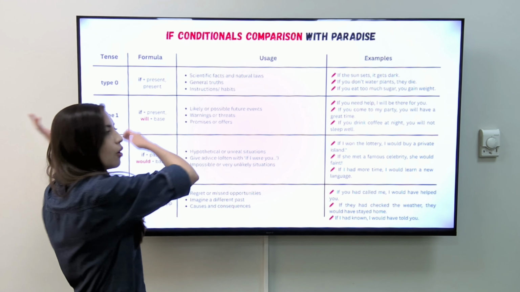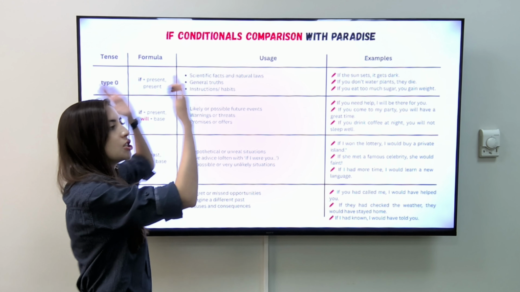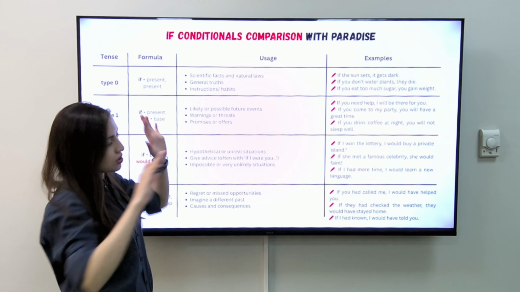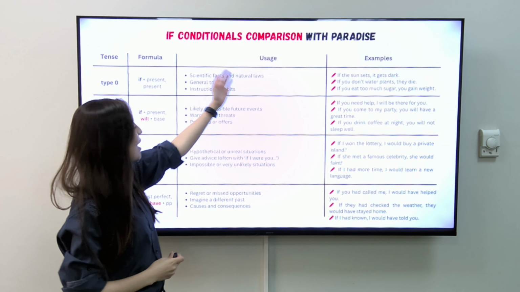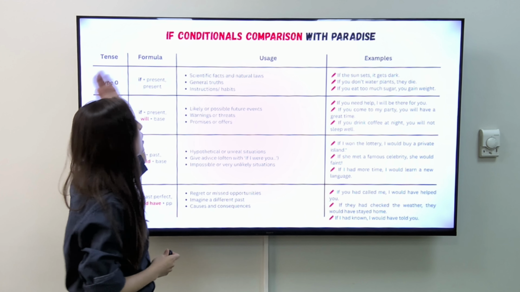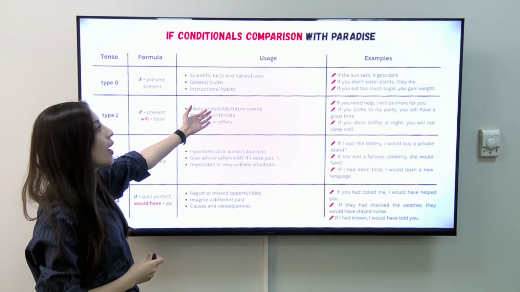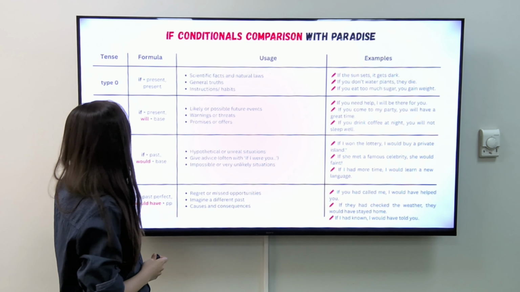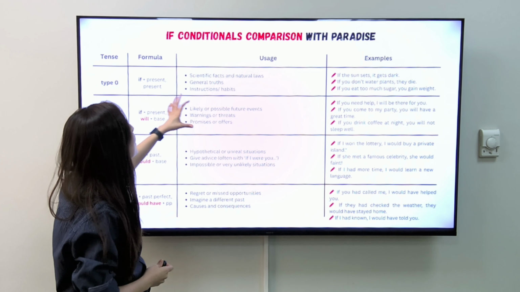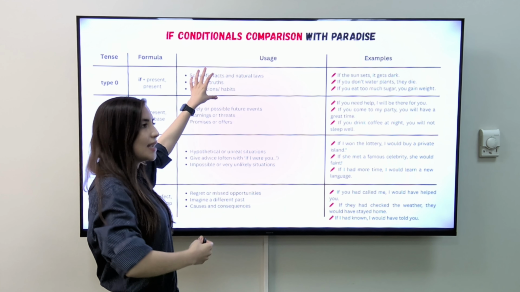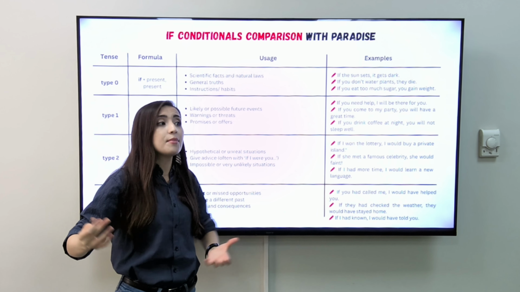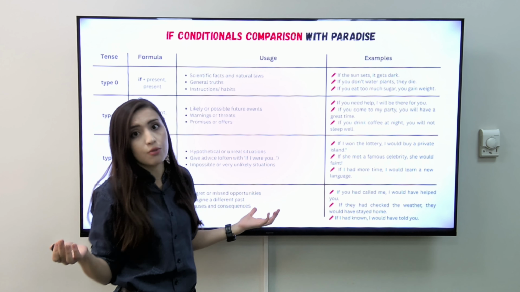So type 0, if plus present. The other part would be just simple present. It was about scientific facts, natural laws, general truth, and instructions or habits. Type 1 was a little bit less than that certain. So in here, things are certain. When I'm talking about a fact, it's 100% truth.